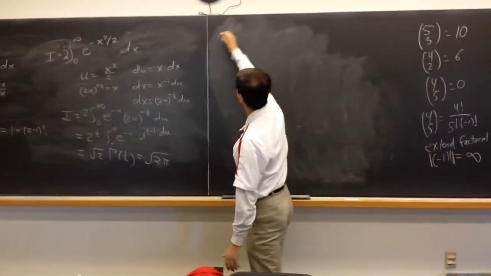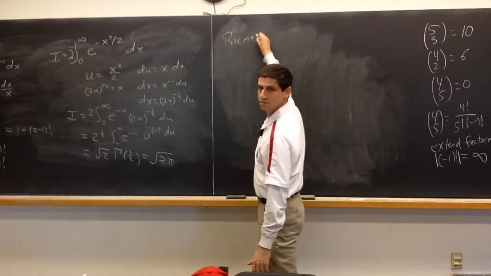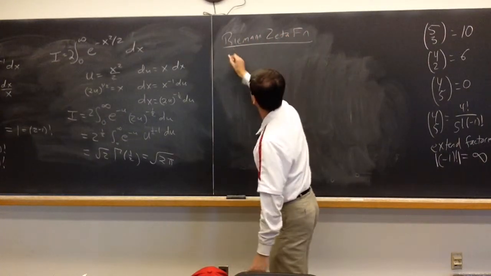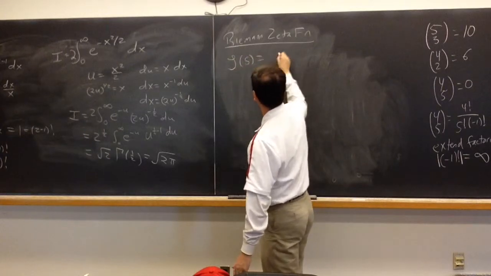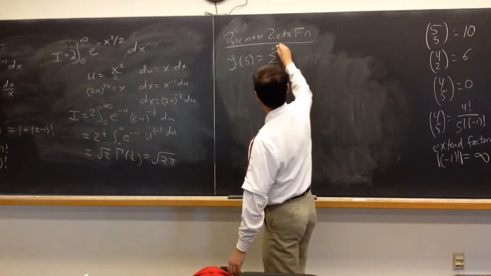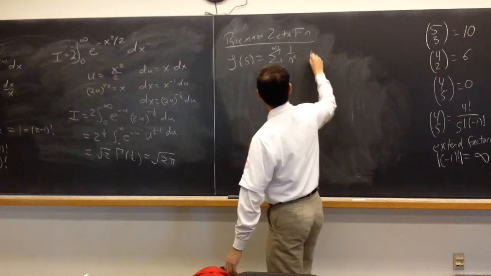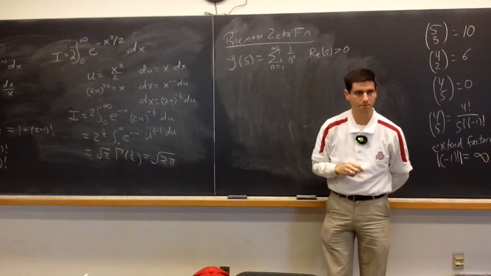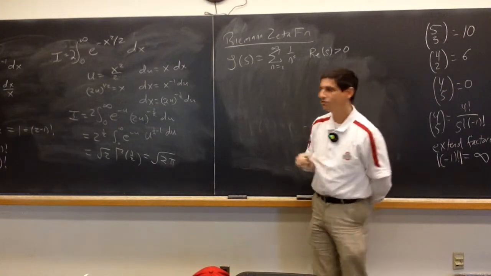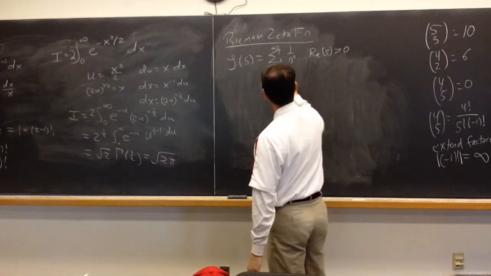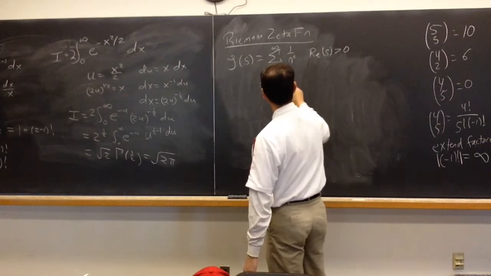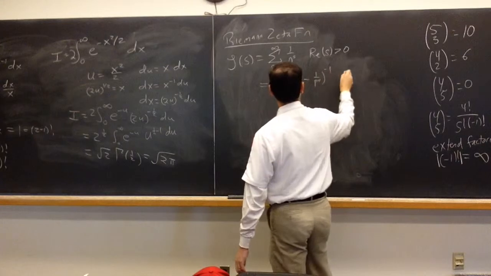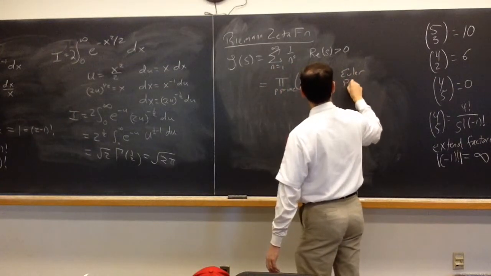So how many of you have seen the Riemann zeta function? Okay. We define it as zeta of s is the sum, n goes from 1 to infinity, of 1 over n to the s. And as long as the real part of s is greater than 0, this will converge. It turns out this is equal to the product over all primes p of 1 minus 1 over p to the s, inverse. And this is called the Euler product.